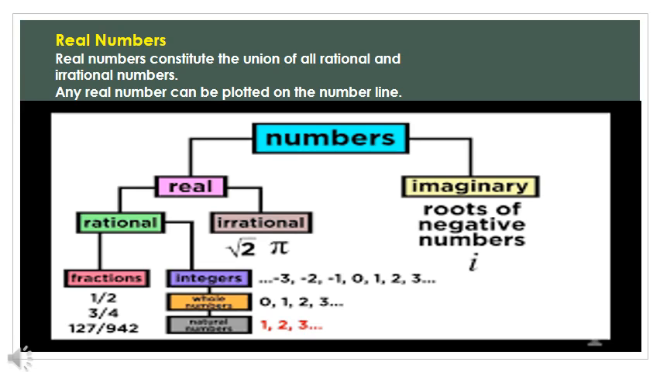So actually numbers means the symbols or digits which we use for counting, and the numbers are further divided into two categories, that is real numbers and imaginary numbers. So in 10th standard we'll learn real numbers. Real numbers consist of all rational and irrational numbers. Rational numbers consist of fractions, integers, whole numbers as well as natural numbers.